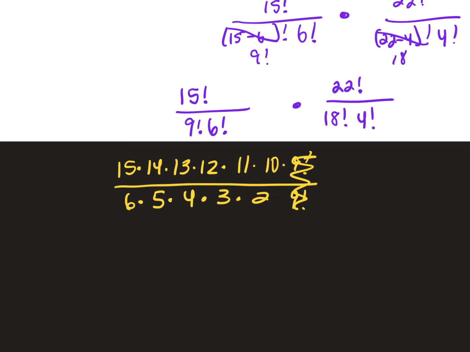So we're going to just do our cross-canceling stuff. 6 goes into 6 one time. 6 goes into 12 twice. 5 goes into 5 one time, 5 goes into 15 three times.